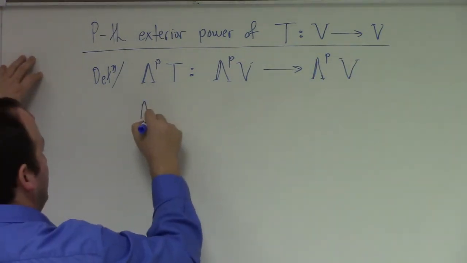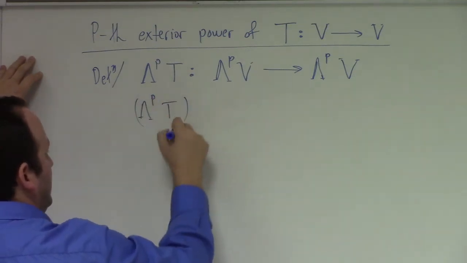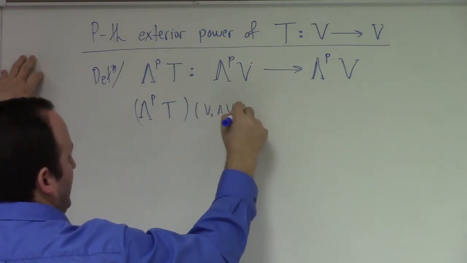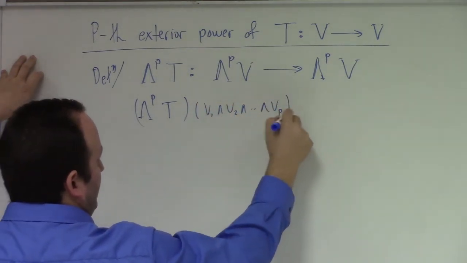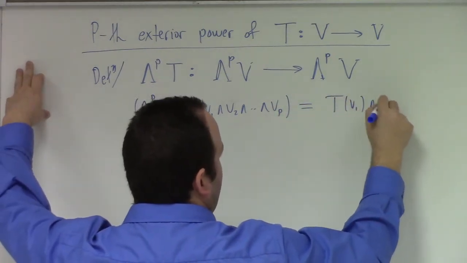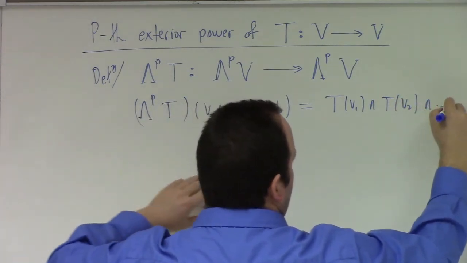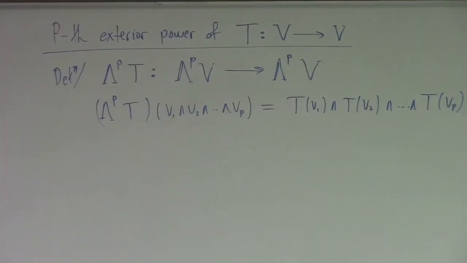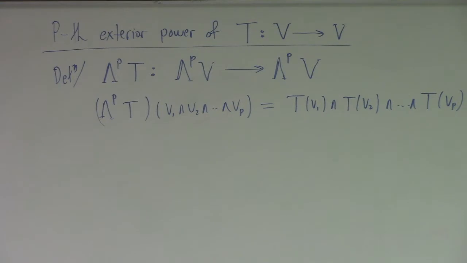The definition is that if we feed the Pth exterior power of T a typical V1 wedge V2 wedge ... wedge Vp, what's it defined to be? It's defined to be T of V1 wedge T of V2 wedge ... wedge T of Vp. So you simply define it to be the wedge product of the outputs on the P vectors which are being wedged. And then you extend linearly.